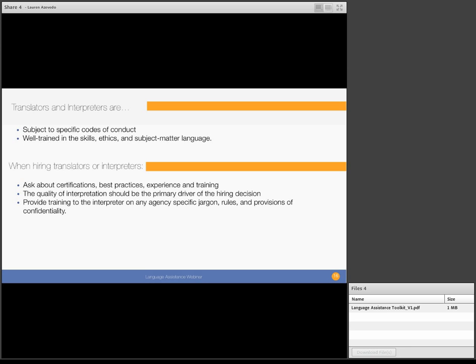So at this point in the presentation, I'm going to pass it over to my colleague, Dr. VR, who's going to discuss with you a little bit more about interpreters and translators and the differences between interpreters and translators and the use of those services in your office.